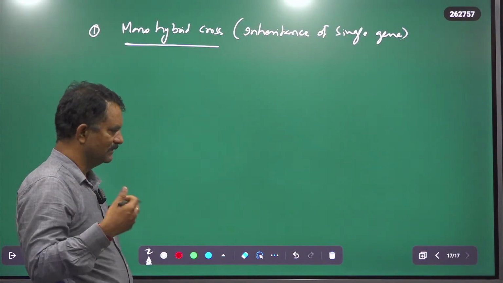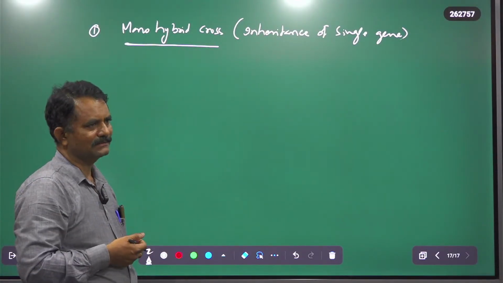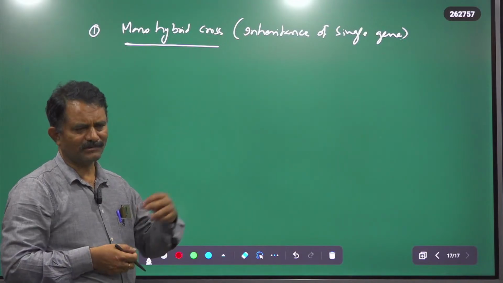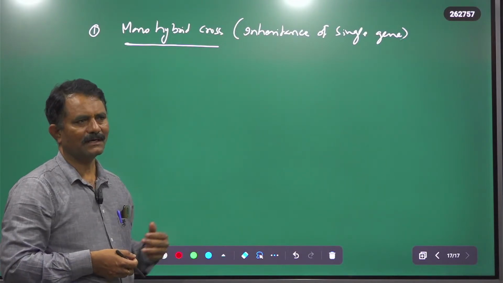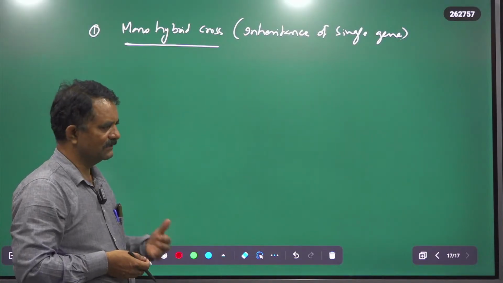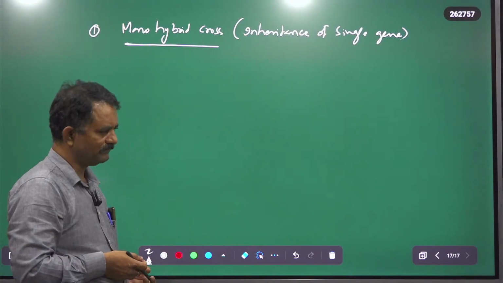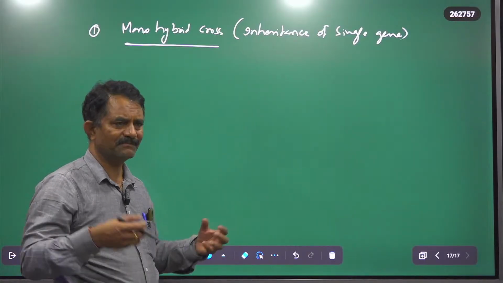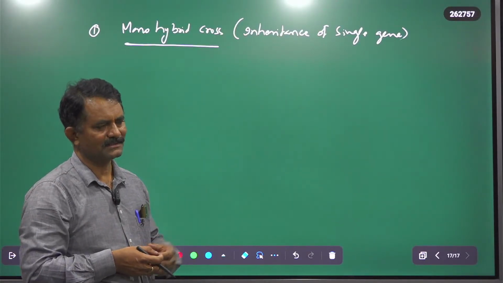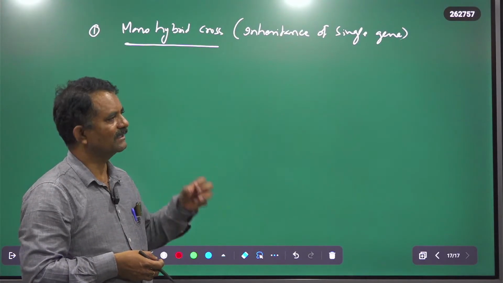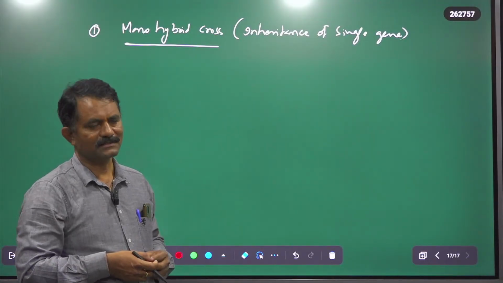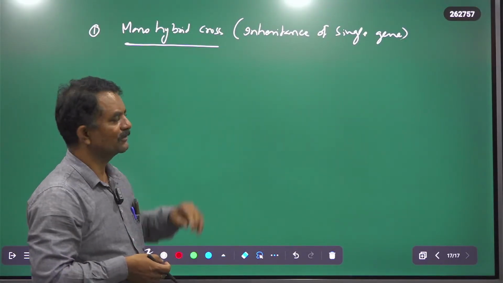For example, stem height or plant height, Mendel conducted one monohybrid cross in between tall and dwarf. As well, flower position, axial and terminal. In between these two, Mendel conducted a monohybrid cross. Like that, for all characters, Mendel conducted monohybrid crosses. So, Mendel conducted 7 monohybrid crosses.